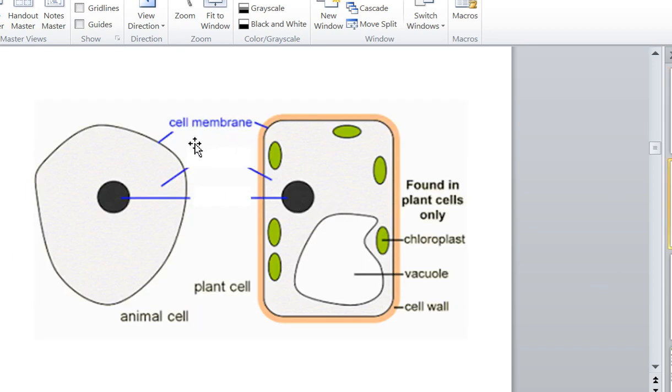Look at the picture here. Both plant and animal cells are surrounded by a cell membrane. Look, the dark one, the cell membrane, the thin one. But where do we have a thick cell wall? Yes, only in plant cells. That's why plant cells are rigid, but animal cells are not.